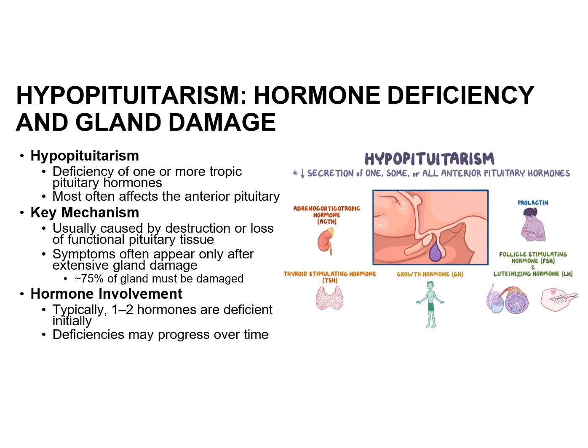Now we flip the script. Hypopituitarism is defined by deficiency of one or more tropic pituitary hormones, and it most commonly involves the anterior pituitary. The key mechanism here is loss of functional tissue, not poor signaling, but actual destruction or damage. And this is important. Symptoms often don't show up until about 75% of the gland is damaged.